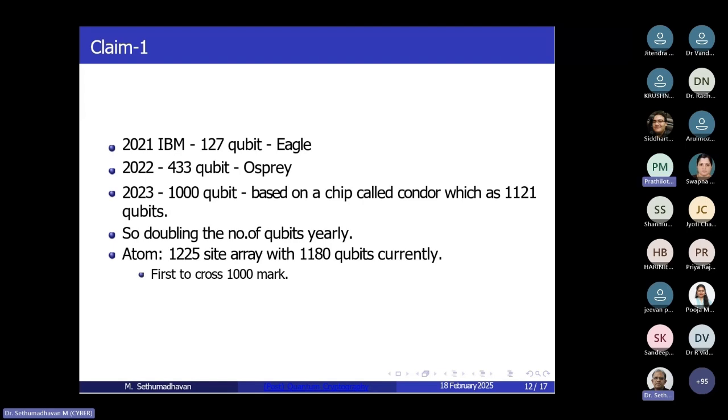And there are some claims. One claim is in 2021, IBM, their machine called Eagle, they are claiming that they could realize 127 qubits. And in 2022, 433 qubits. And 2023, 1000 qubits, and it is based on a chip called Condor, which has 1121 qubits. So you can see that the claim is doubling the number of qubits yearly.